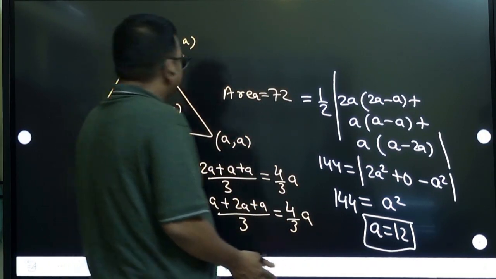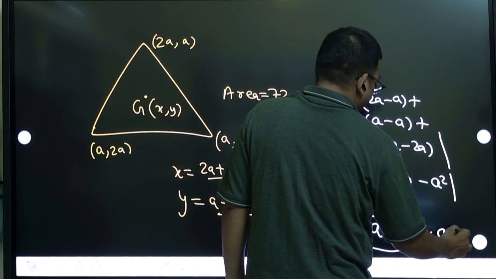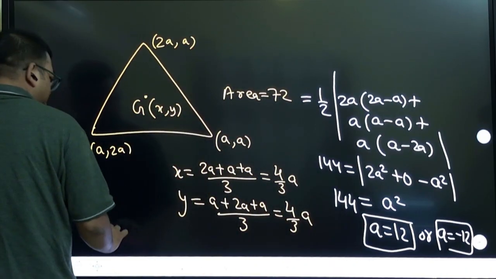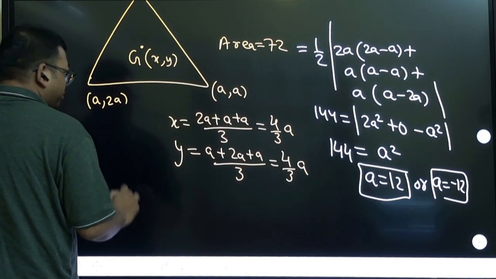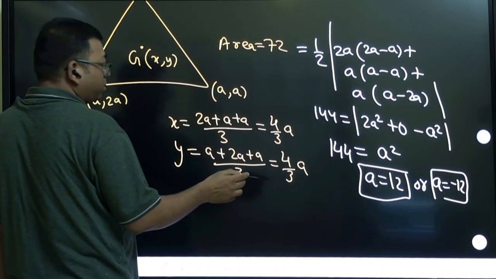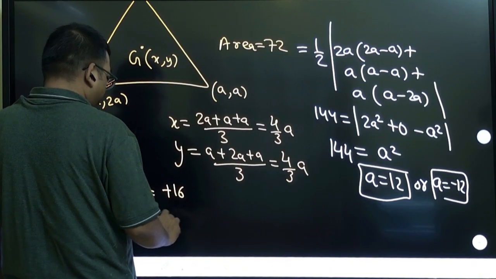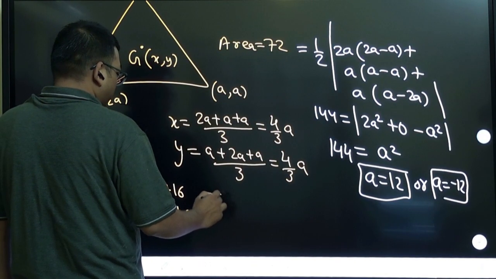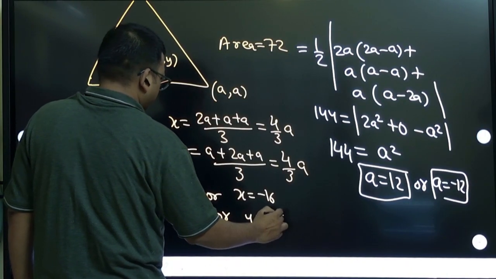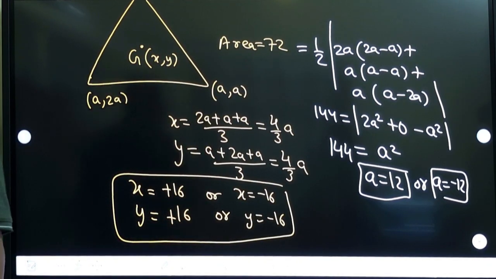Definitely a can be plus or minus because we don't know whether a is positive or negative. So plus 12 or a can also be minus 12. Both possibilities are there. So if I take both possibilities, then the coordinates of x and y can be put the same. So 4 by 3 into 12, if you multiply 4 by 3, that is 16. So x is equal to plus 16, y also equal to plus 16, or x is equal to minus 16, y also equal to minus 16. So this is the possible answer. 16, 16 or minus 16, minus 16. That's the coordinate.